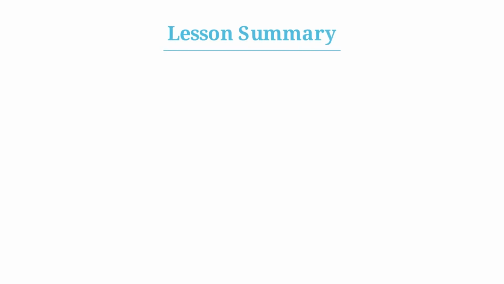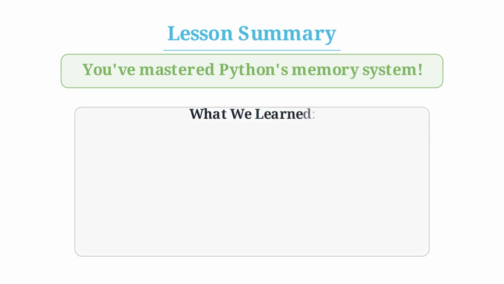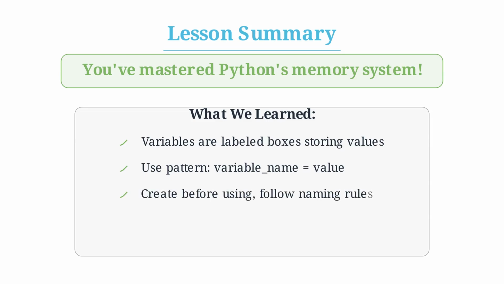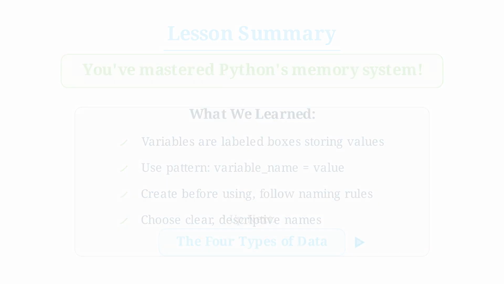Incredible work today. We've unlocked Python's memory system together. Remember, variables are labeled memory boxes that store one value. We create them with variable name equals value. We must create before using, and we follow Python's naming rules strictly. Most importantly, choose descriptive names. You've just mastered Python's memory system. That's huge. Next up, we'll discover the 4 types of data Python can store.